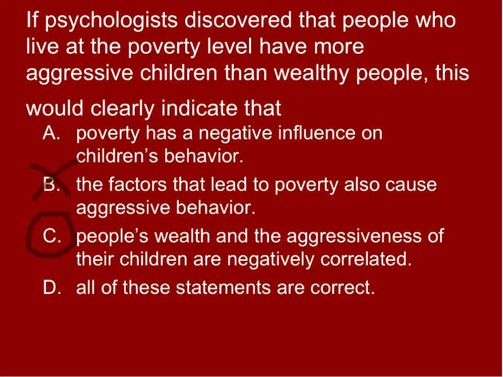When it says here has a negative influence on, what is that suggesting? It's suggesting that poverty does what to children's behavior? Has some kind of causal impact on, right? Causal effect on children's behavior, and that's not the case here when we're doing one of these correlation studies. Good. Any questions about why C is the way to go there?